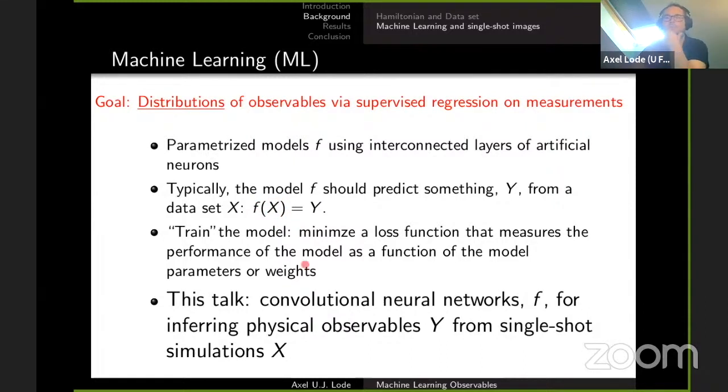Now, of course, the usual process is we train this model, we adapt the parameters in the model in order to obtain an accurate prediction. And so in this talk, to be specific, we will use convolutional neural networks as our model F, and we want to infer physical observables, namely one-body and two-body density distributions from single-shot simulations X.